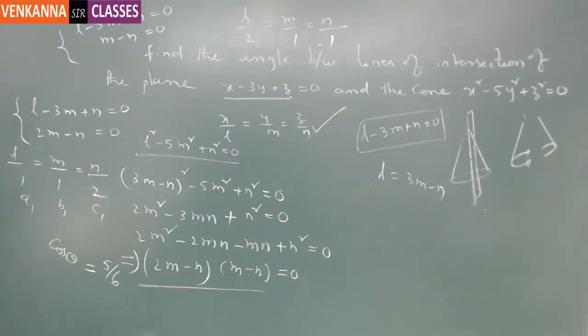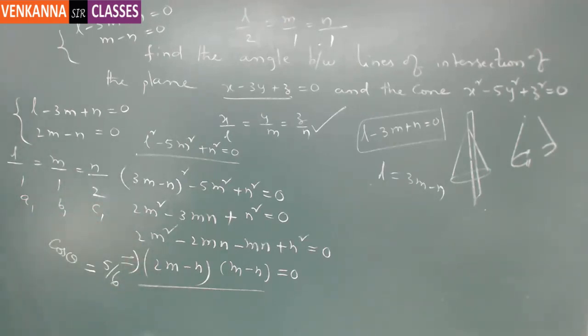Not only L, you can eliminate any one parameter, L, M or N, anything you can do. By substituting here, the cone equation will be factored into two things. While you are factoring, you will get two lines of intersection. That's why I am factoring it. We are writing it as the product of two factors.